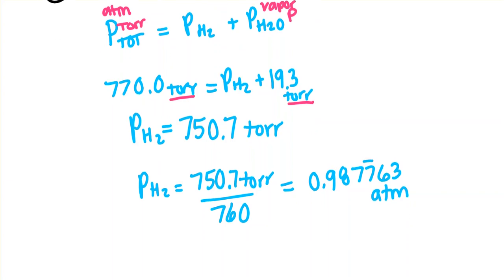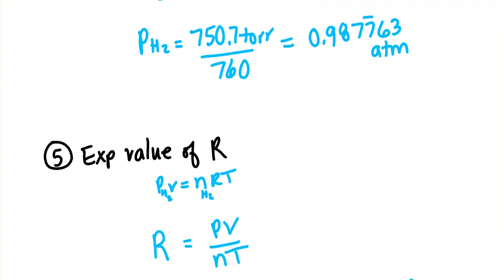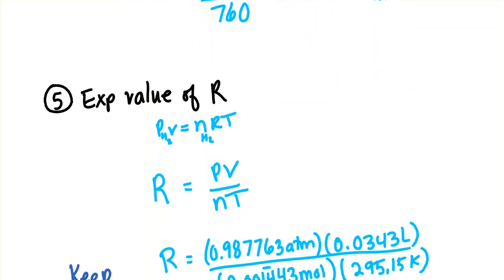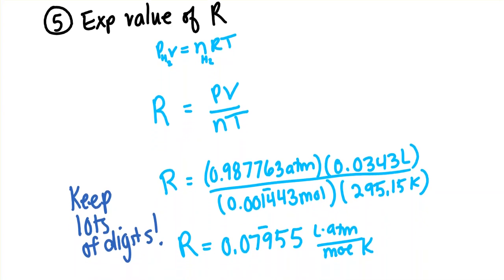Okay, and so now I have all the numbers that I need in the right units to put them into the ideal gas law. Notice that when I use this, I'm using it for just hydrogen. That's why we had to get our pressure for just hydrogen, because we only have the moles of hydrogen from the stoichiometry. So basically I'm just rearranging this to get an equation to solve for the ideal gas constant. I plug all of that in, and I get a number.